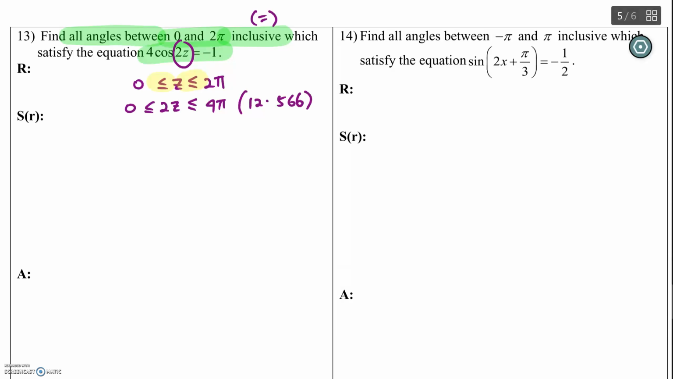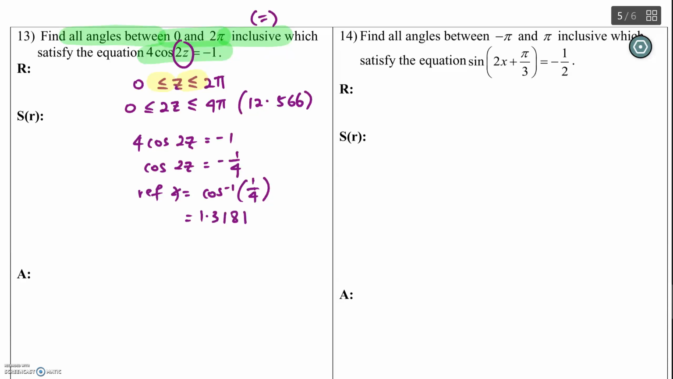So next step, solve the equation for cosine 2z equals -1, making cosine 2z the subject. You get -1/4. So find reference angle, which will be cosine inverse of 1/4, the positive value. You'll get 1.3181, leaving your answer to 5 significant figures for radian mode.